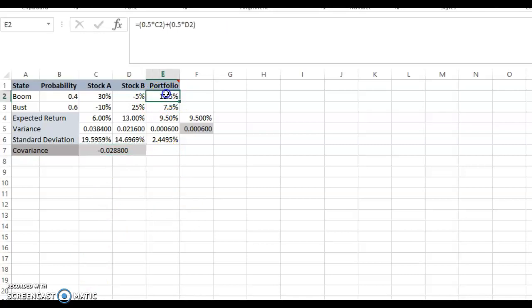The portfolio expected return will be the same method as we compute for the stocks. 0.6 multiplied by 12.5 plus 0.6 multiplied by 7.5. You get 9.5%. That's the expected return for the portfolio.